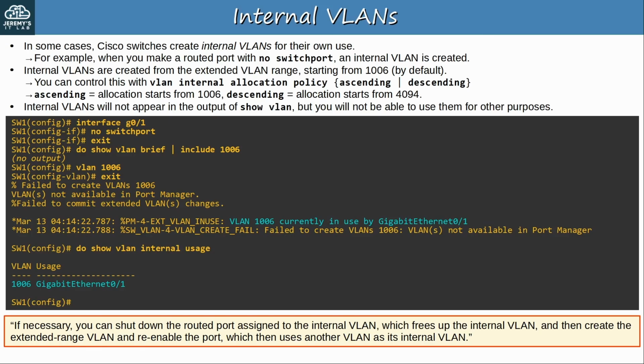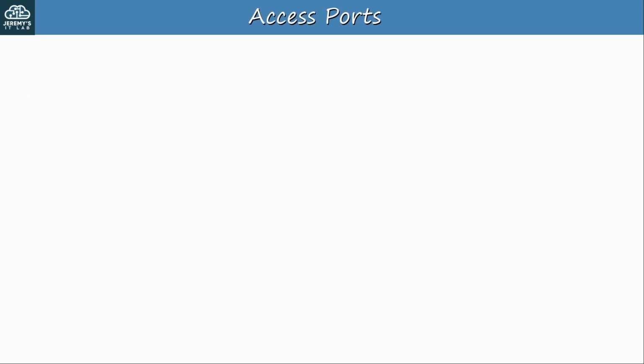So, when planning VLAN numbers in a network, just be aware of internal VLANs and design your VLAN numbering to avoid internal VLAN numbers, especially if you are using routed ports on your switches. Now let's move on to access ports. This is review from the CCNA, so we'll cover it quickly.